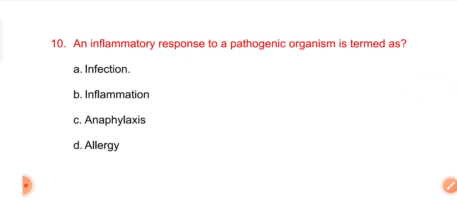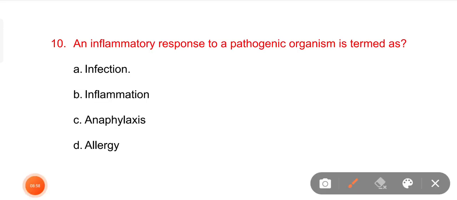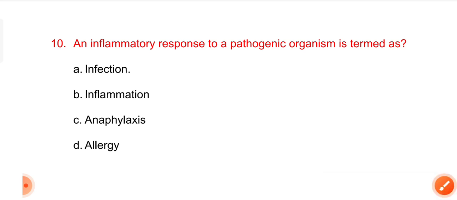The next question is: an inflammatory response to a pathogenic organism is termed as? The options are: A, infection; B, inflammation; C, anaphylaxis; D, allergy. The right option is infection. When the pathogen enters the body, the inflammatory reaction will start. That is called infection.